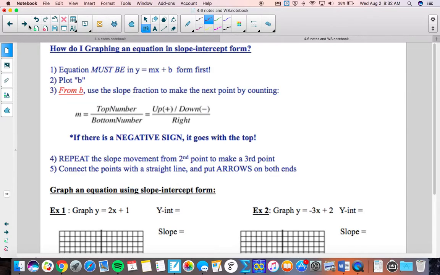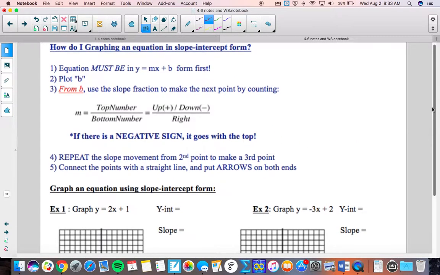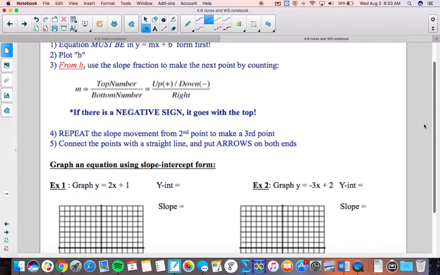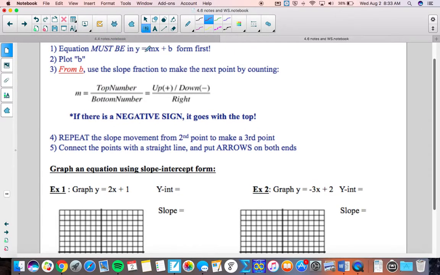So I'm going to skip down to here. So here's our process. How do I graph a line in slope-intercept form? First of all, the equation must be in slope-intercept form, which looks like this. Then we're going to plot the y-intercept, which we referred to as b, where we begin. And then from the y-intercept, we use the slope fraction to make the next point. We look at the top number, and if it's positive, we're going to go up.